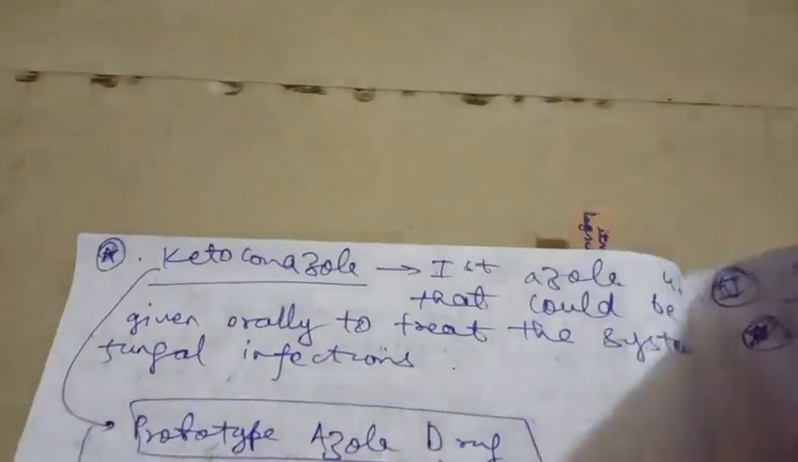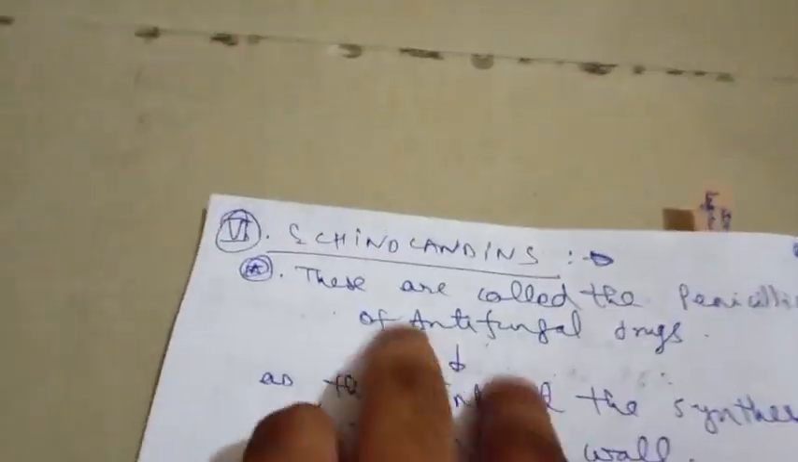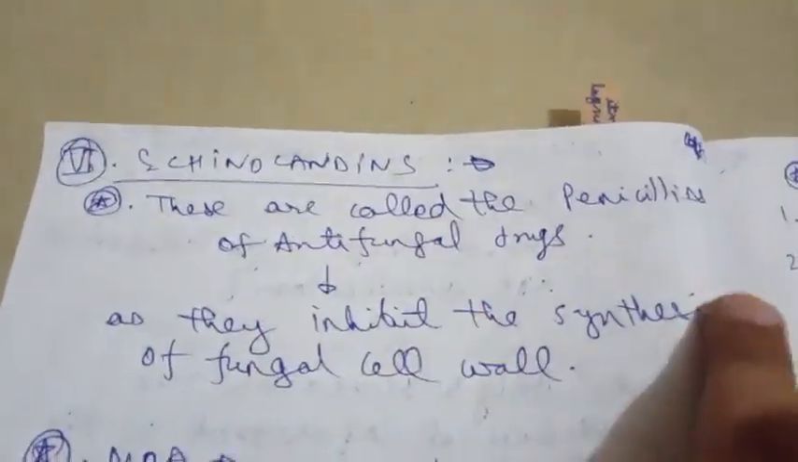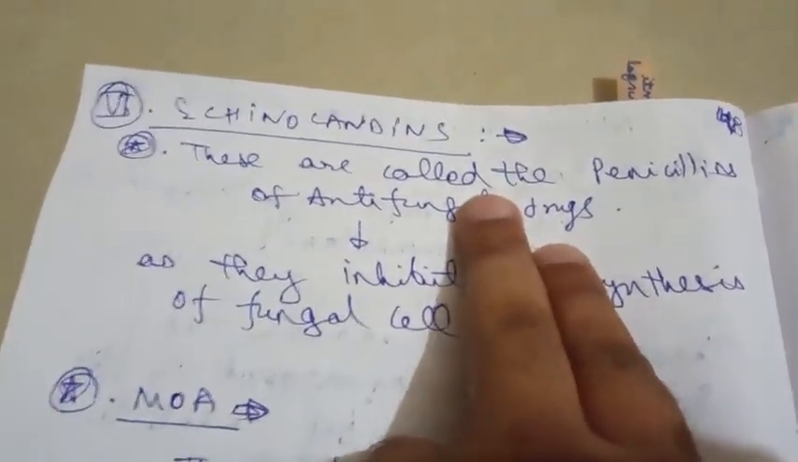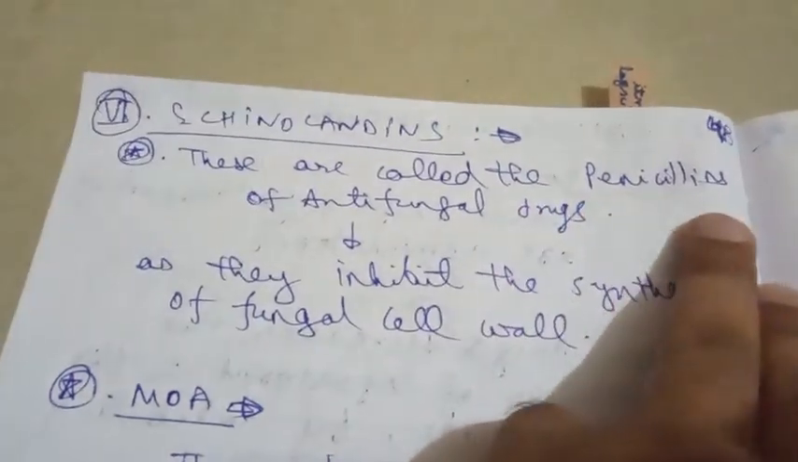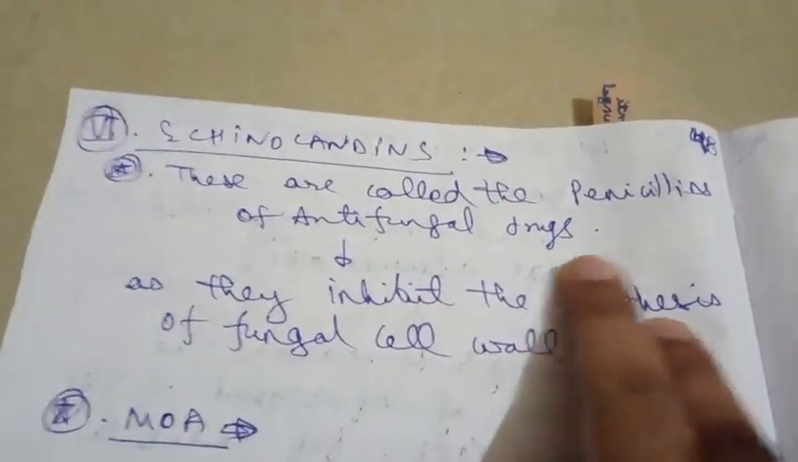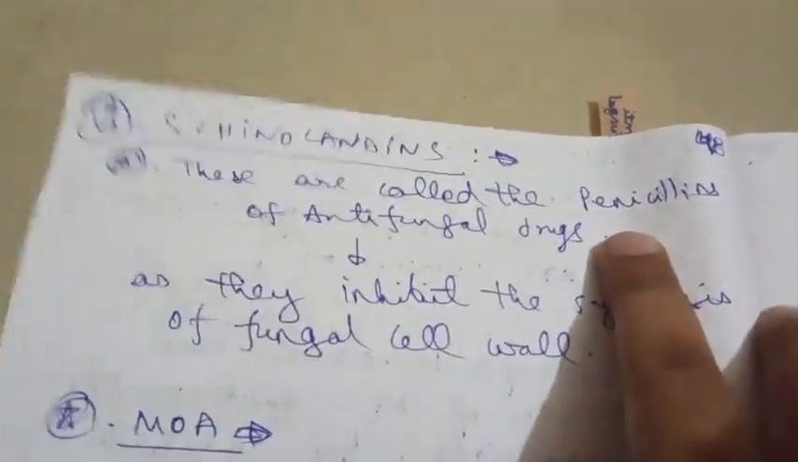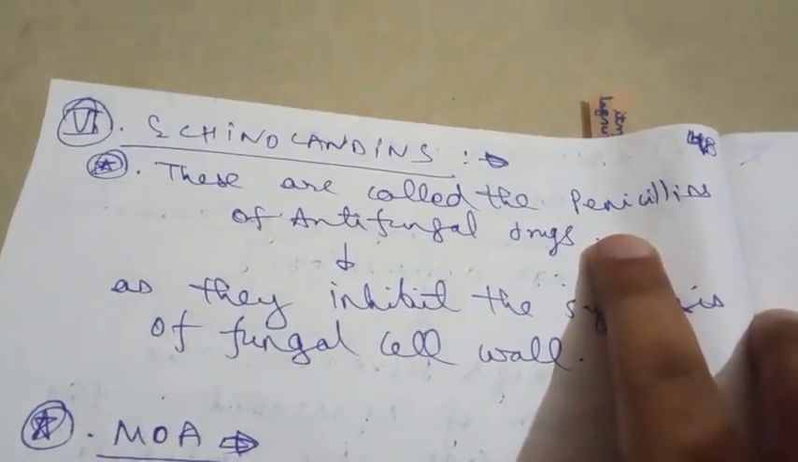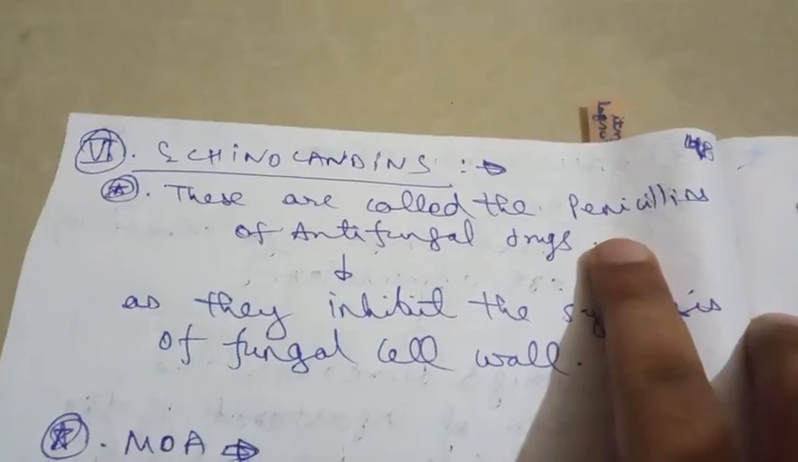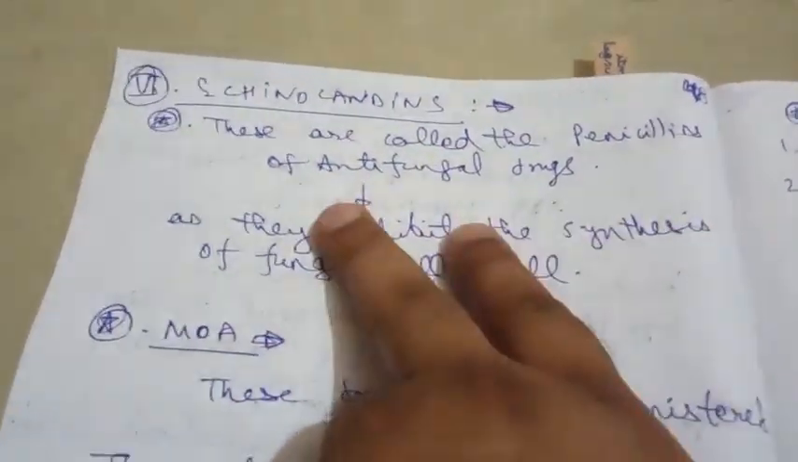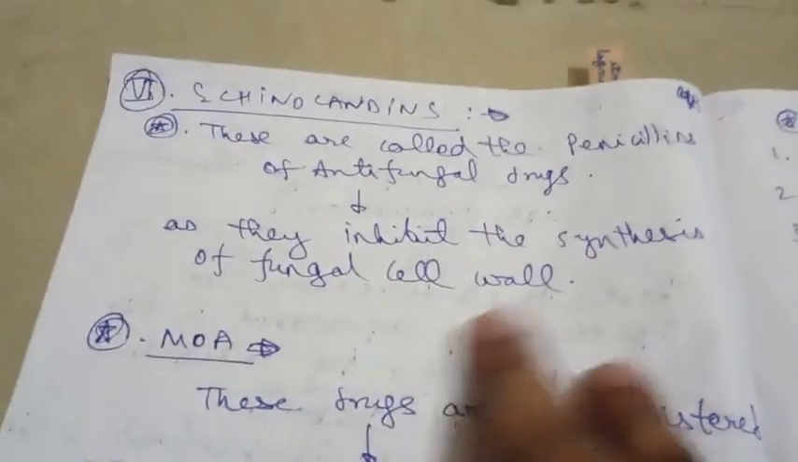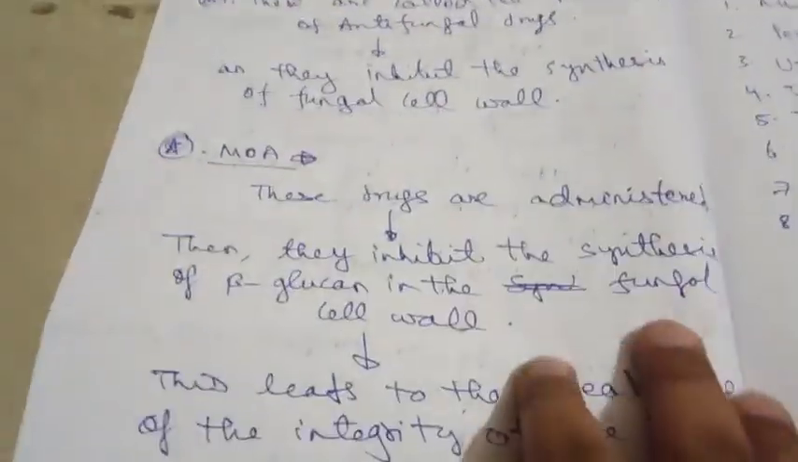And last we have echinocandins. This point is kind of important, because echinocandins are called the penicillin of antifungal drugs. As you know, the penicillin group of antibiotics inhibits bacterial cell wall synthesis. Similarly, echinocandins are called the penicillin of antifungal drugs because they inhibit the synthesis of the fungal cell wall. So how do they do it?